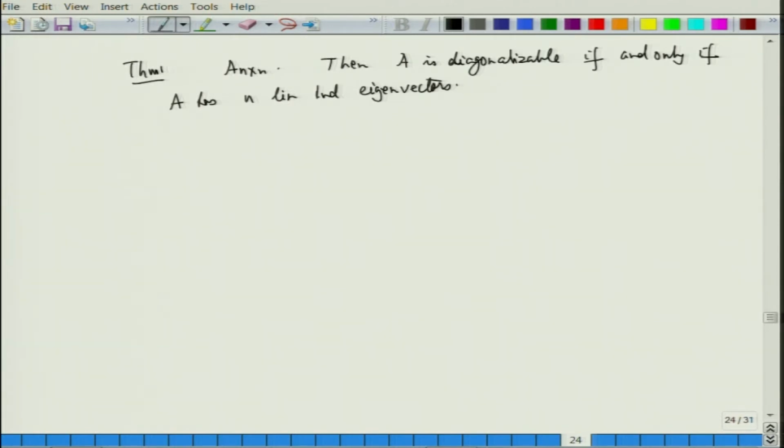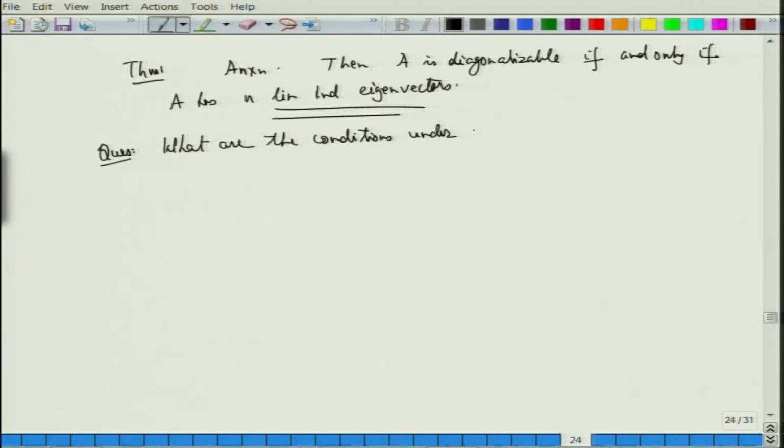Now, the next thing that we would like to do is: when can I find linearly independent eigenvectors? So, the question: what are the conditions under which we can hope to get n linearly independent eigenvectors? This is what we need. All right. So, we'll get to that after some time.